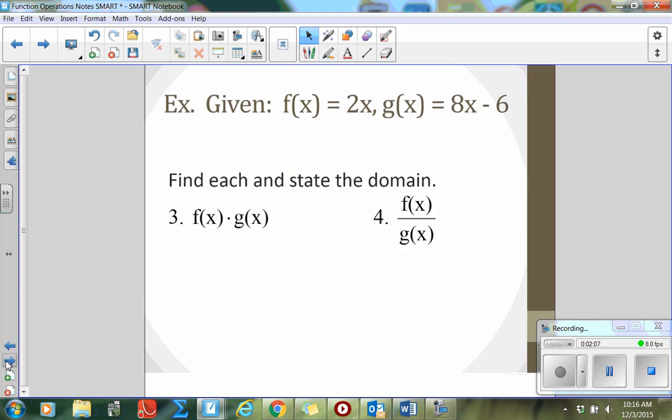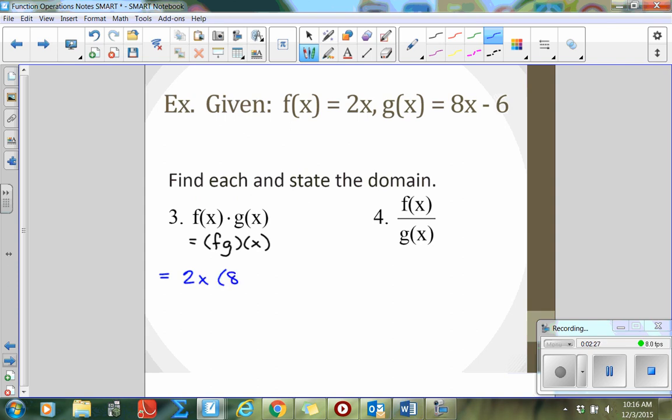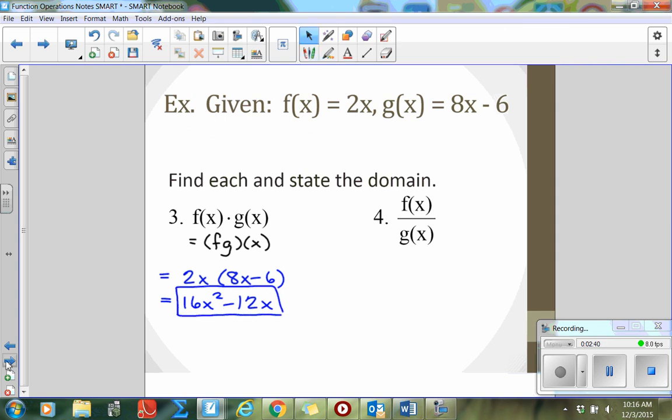Working with the same two functions, let's find the multiplication function, which could have been represented by this notation, f g of x. That means multiply the functions. And when we are multiplying polynomials, we are required to distribute. And that resulted in a quadratic polynomial, but it's still a polynomial, so the domain is all real numbers.